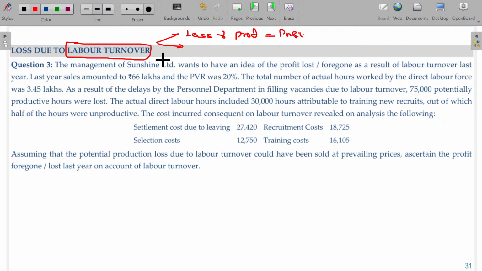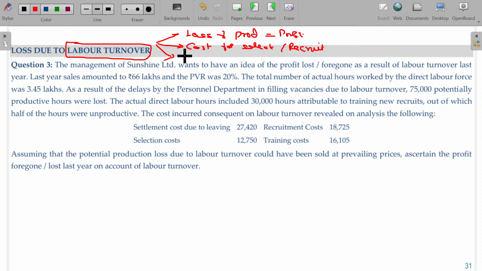Second being the process of selection and recruitment. The cost you incur for selection and recruitment, isn't it? Suddenly an employee left the job, now we have to replace the job. So for that we have to go for selecting the correct employee. Not only that, we have to train and fit him into the job. It involves costs.